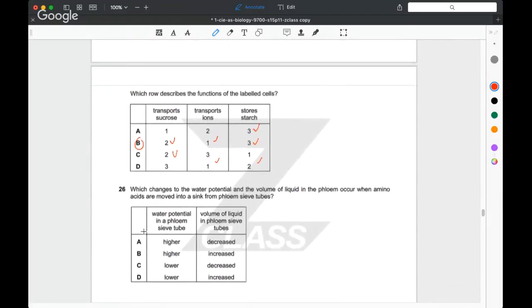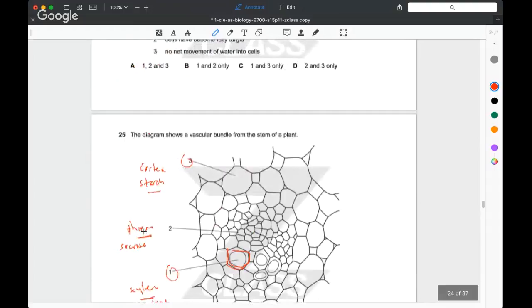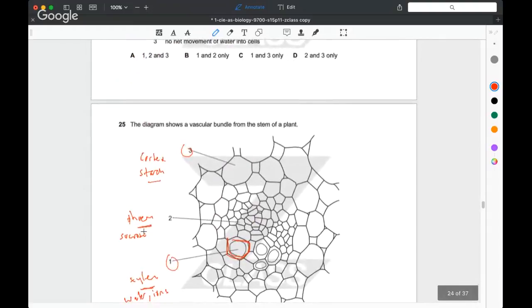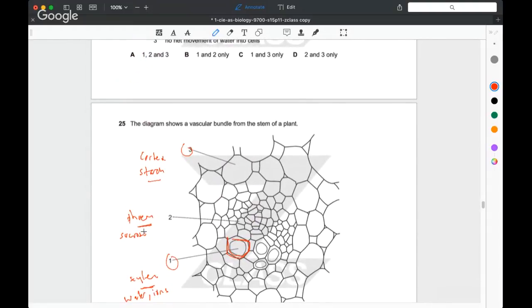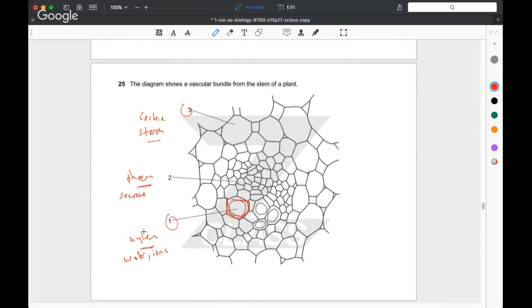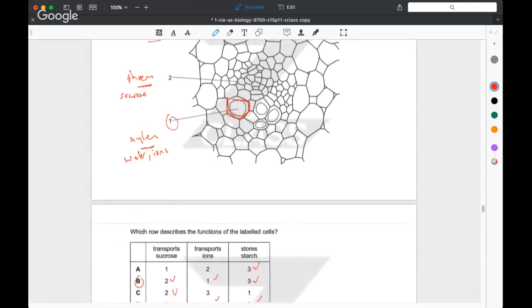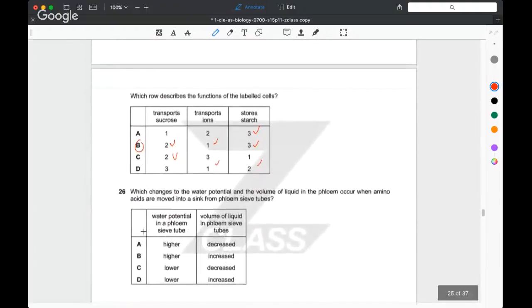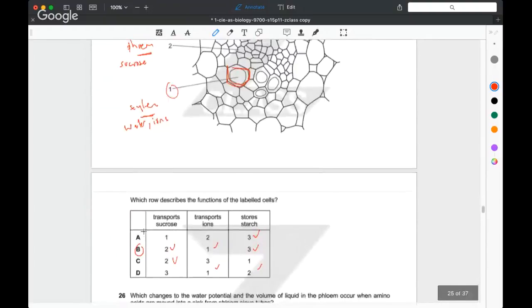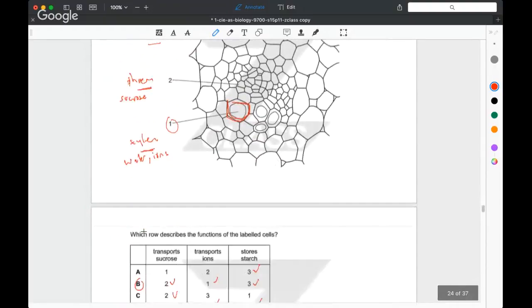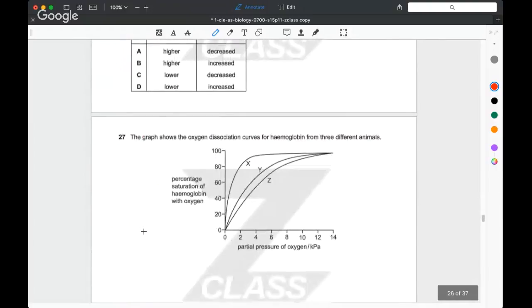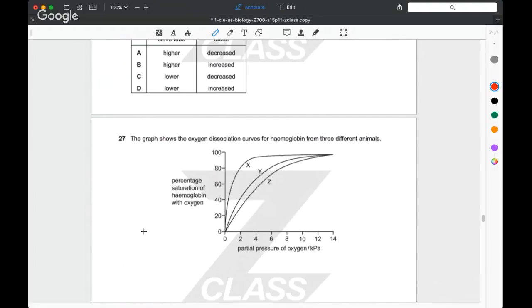Okay, number 26, we just did that one, didn't we? So let's do number 27 as the next one. The examiner flagged up, so that was 25 the examiner flagged up, not 26, sorry. So 27 is now looking at oxygen dissociation curves.